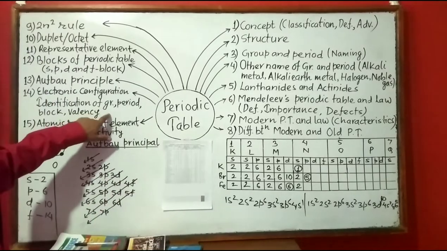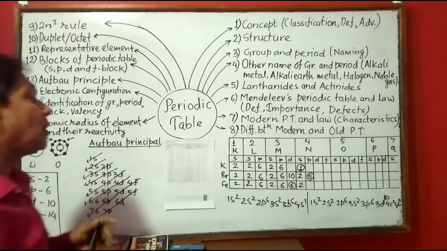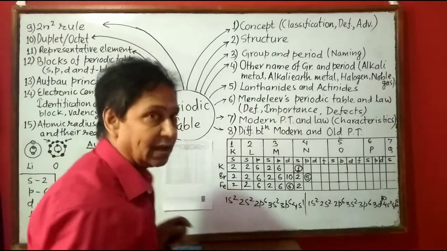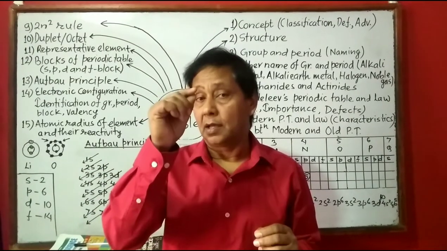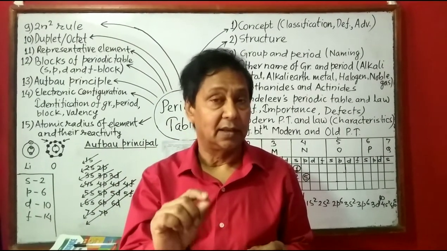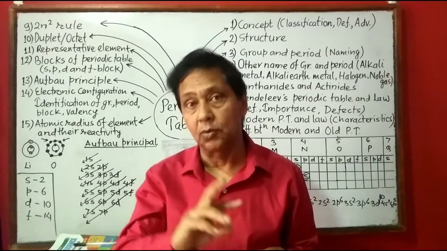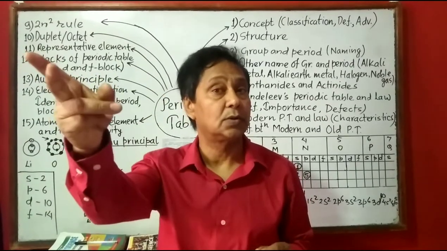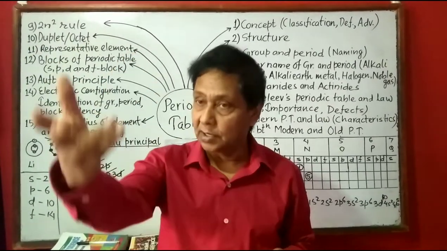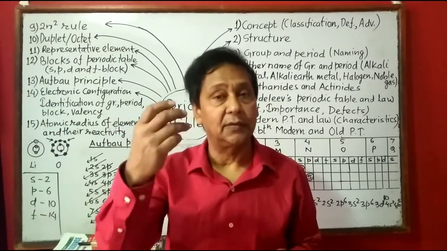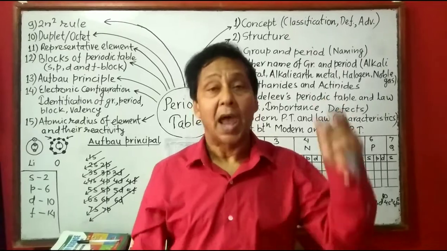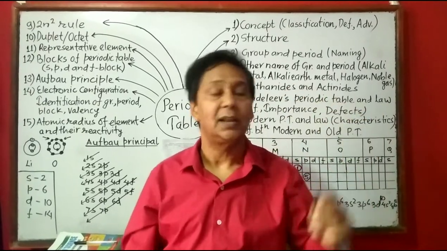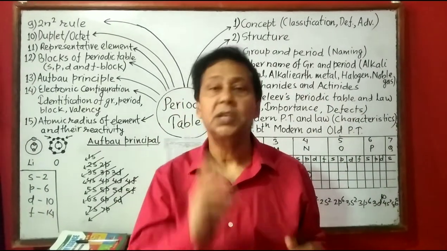Now, how to identify the group? You have to see the outermost cell. If an element contains one electron in the outermost cell, it belongs to group 1A. Two electrons in the outermost cell belongs to group 2A, and three electrons in the outermost cell 3A, 4A, 5A, 6A. If seven electrons in the outermost cell, it is 7A, and if eight electrons in the outermost cell, it is a zero group element. This way we can identify.